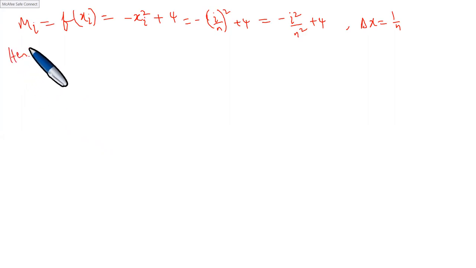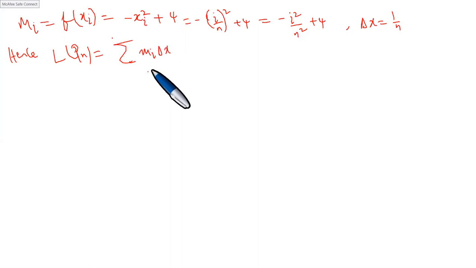Hence, the small m_i for the LPN is a summation, the summation of the small m_i delta x, from i equals 1 to n. Okay, all right, that is what we get.